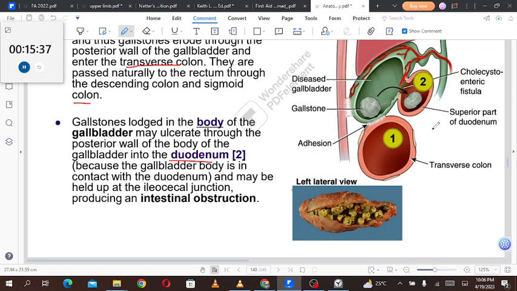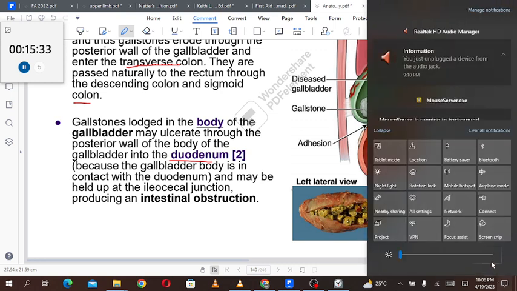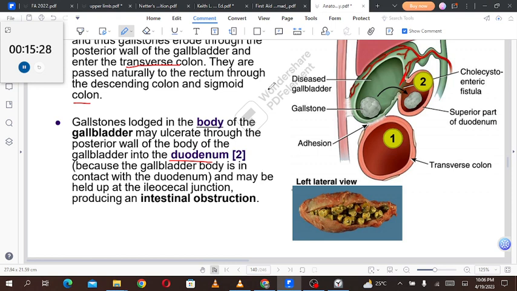If they're entering the transverse colon, there will be no problem, because that stone will be passed from the intestine into the stool. But if there is some stone that is entering the duodenum, the first part of the duodenum, pardon me, I'm sorry. If that is entering the transverse colon, there is no problem. But if it is entering the duodenum, there is a big problem.